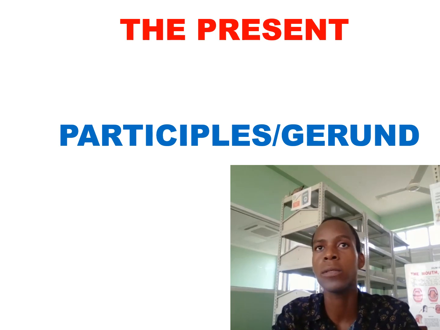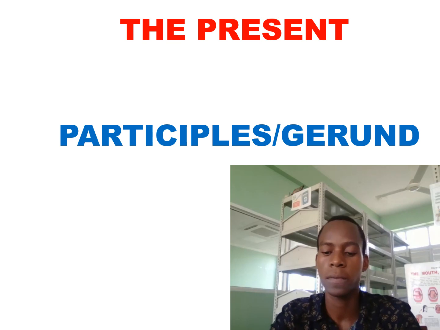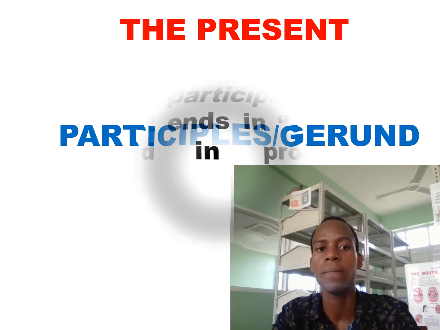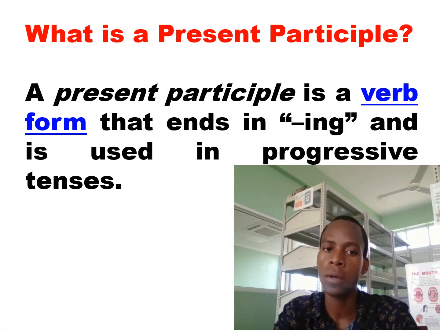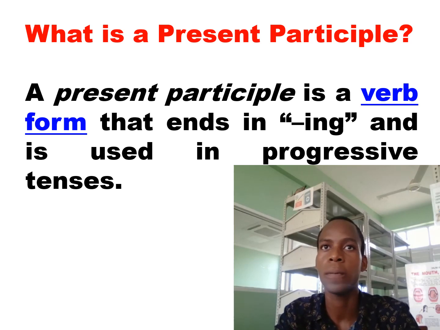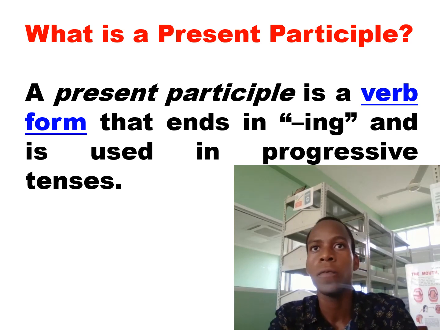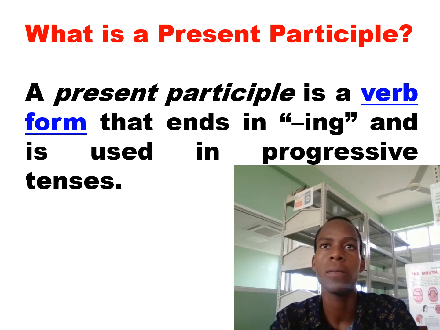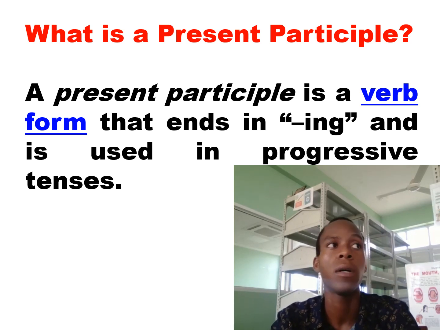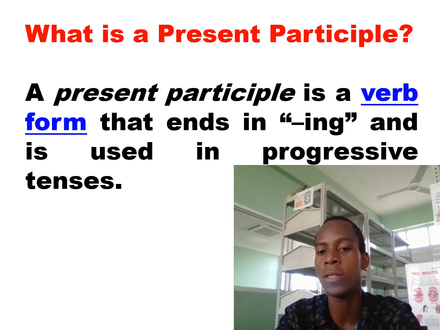Welcome to the second part of this lesson. That is, it's all about the present participle. For those who do not know the meaning of present participle, the present participle is a verb form that ends with ing.